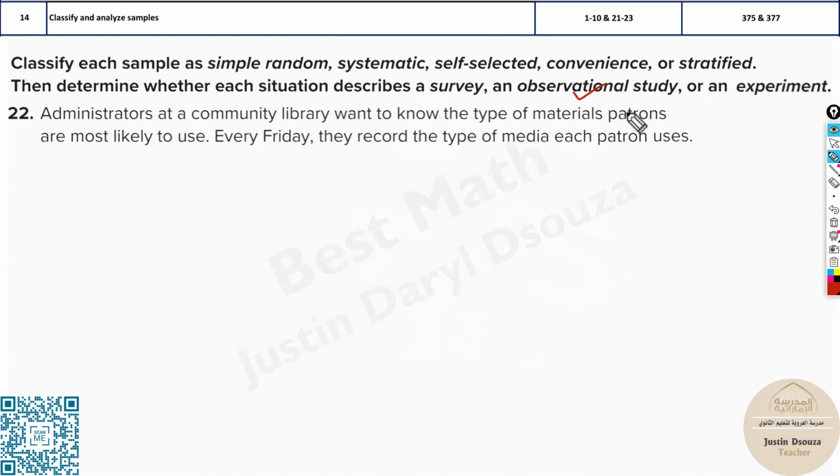Now then, how was this study taken? I was about to say it's self-selected because only patrons are selected, but no, it's every Friday. See, when are they recording? The patrons are being recorded. That's the sample, and the population is what they want. But when are they being recorded? Every Friday. It's like every fifth or sixth, every particular day. If it was every Monday, that's systematic. It's like selecting every fifth person in a group or something like that. It'll be a systematic and observational study.